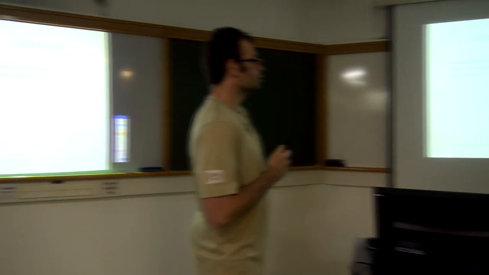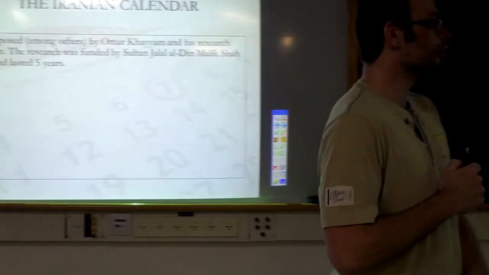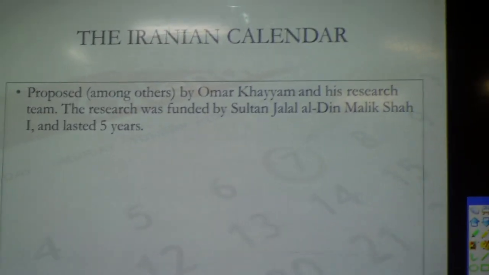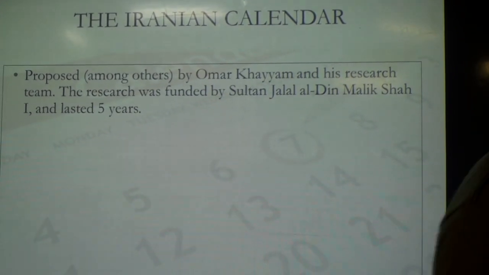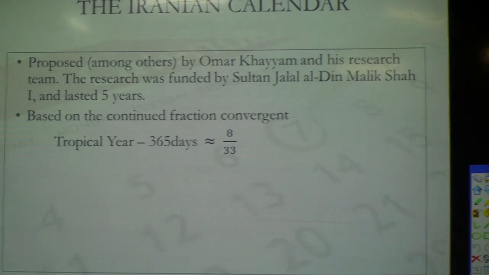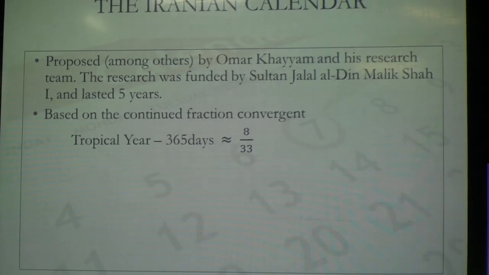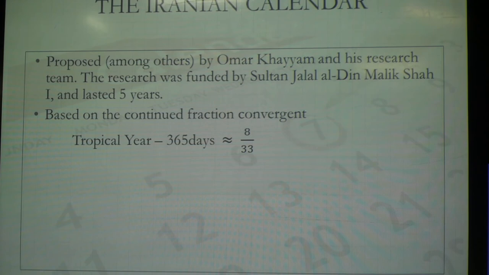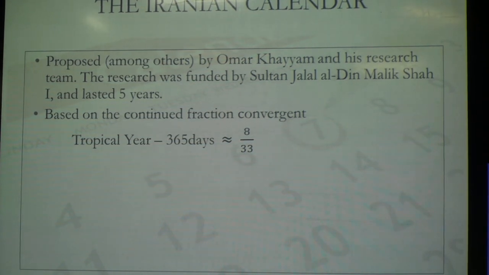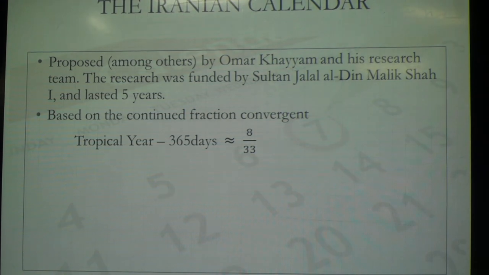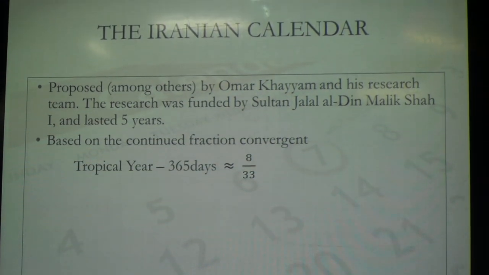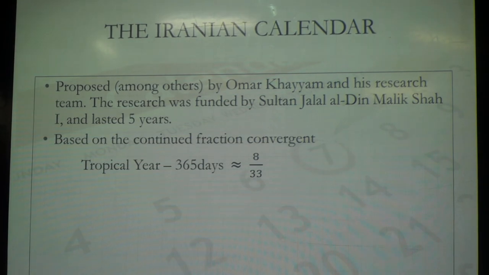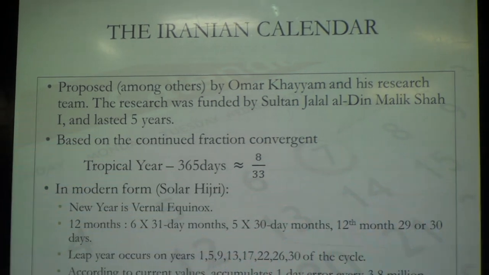It was proposed by Omar Khayyam, who's a famous guy, wrote nice poems. And the research was funded by Sultan Jalal al-Din Khalil Shah I. The research lasted 5 years. And what they came up with is that you can approximate the precise ratio between the integral number of days and the solar year by this number, which essentially means that you should have a period of 33 years, 8 out of them should be leap years. And this is indeed how it works nowadays in Iran.